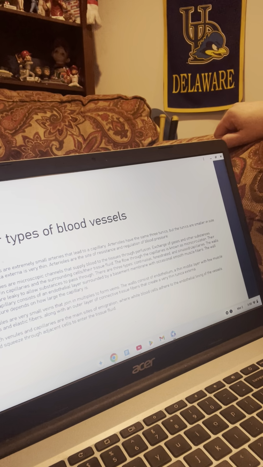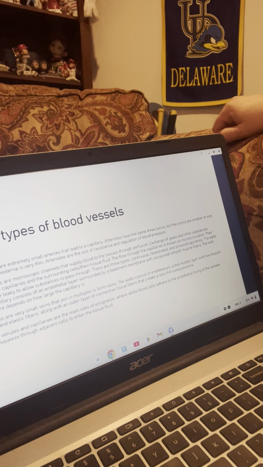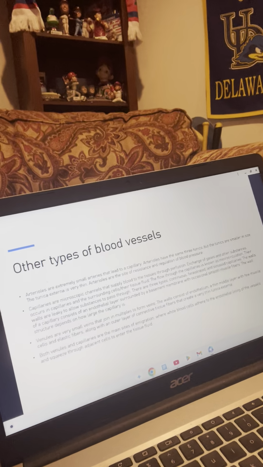Both venules and capillaries are the main site of emigration, where white blood cells adhere to the endothelial lining of the vessels and squeeze through adjacent cells to enter the tissue fluid.